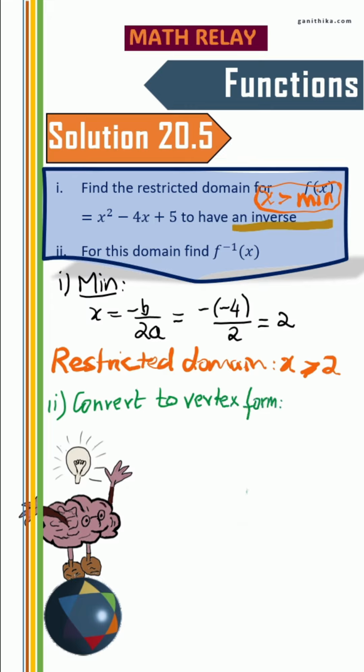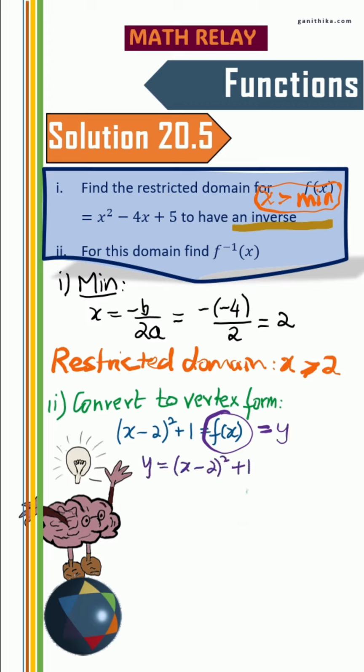For this you need to know how to convert the quadratic to vertex form, which is done using the completing the square method. I am not going to show you the steps, but we can bring the f of x to this form: x minus 2 the whole squared plus 1. Once you do this, f of x will be given the letter y. So we will write it as y is equal to x minus 2 the whole squared plus 1 and make x the subject, rearranging and making x the subject.